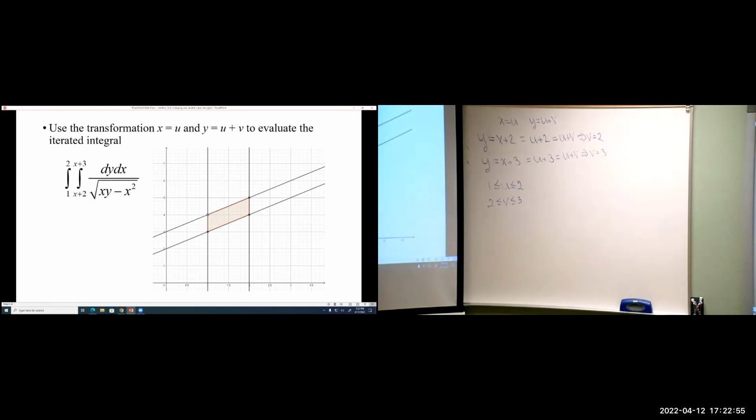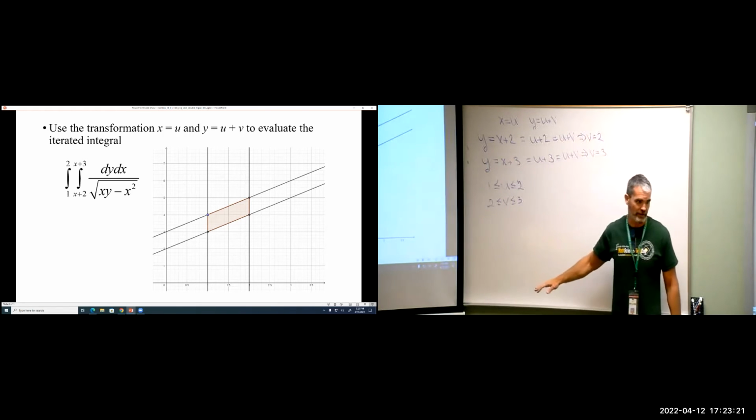Questions about that? Yeah. And we're not going to be coming up with the transformations we're using on our own. So I don't want you to worry about that part. You'll be given the substitutions. But yeah, it took our region that was this slanted rectangle, and now we have just a basic rectangle.